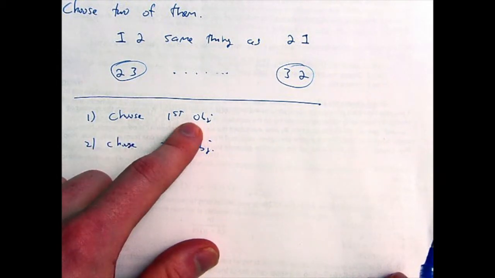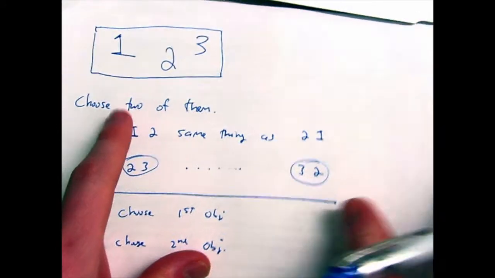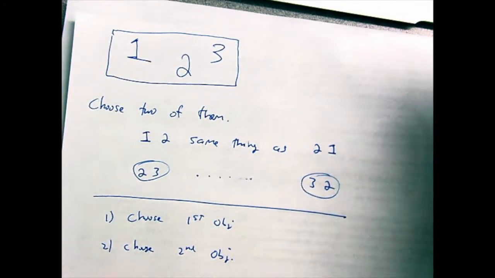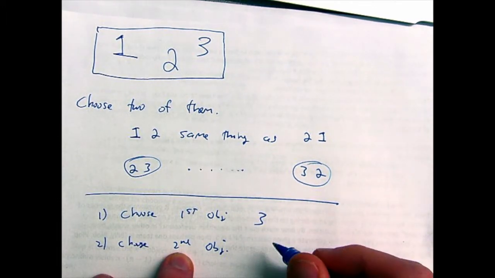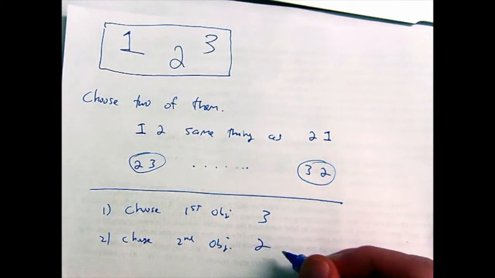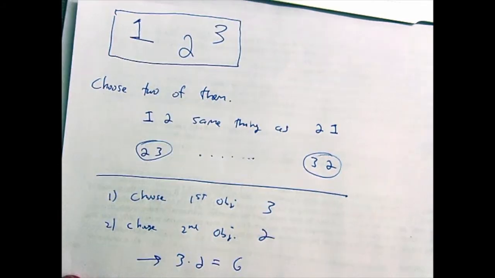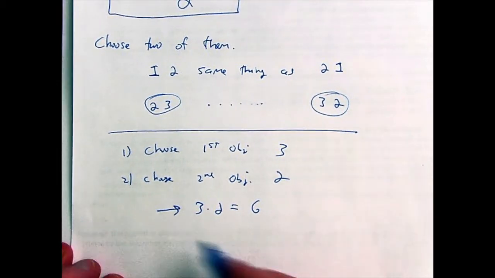If we followed this algorithm, what would happen? Choose the first object. How many choices? Well, there's 3 objects, so naturally we have 3 choices, right? So 3 choices, and then choose the second object. How many choices? Well, since we've already chosen one of them, we now have 2 choices. That would give you 3 times 2, which is 6. I'm telling you that that is the wrong answer. Okay, that is definitely the wrong answer.